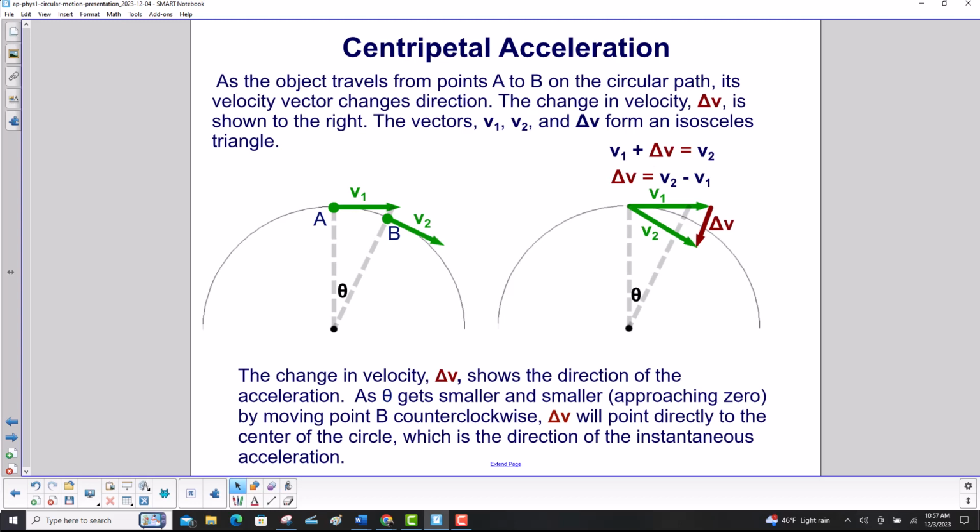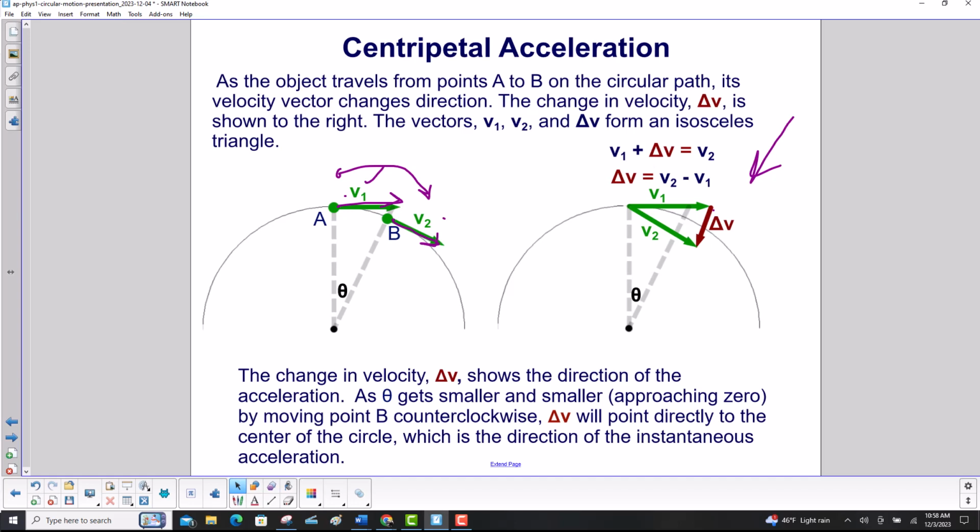As the object travels from point A over to point B on the circular path, its velocity vector changes direction. The change in velocity, delta v, is shown to the right. That's this one over here. The vectors v1, v2, and delta v form an isosceles triangle. So starting here, here's the velocity at A, here's the velocity at B. We're going to call that v2, and this is v1. And then we connect those two arrows.